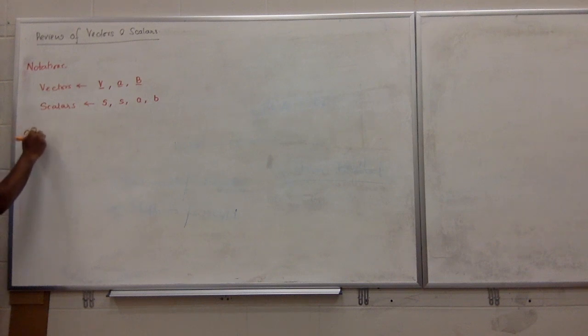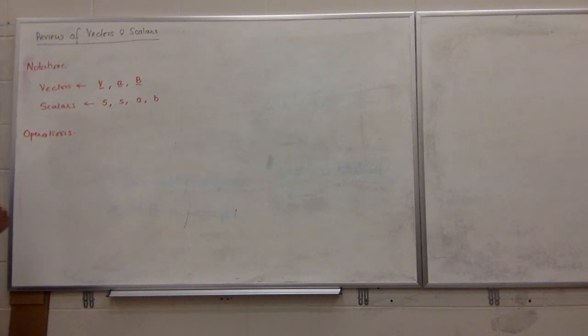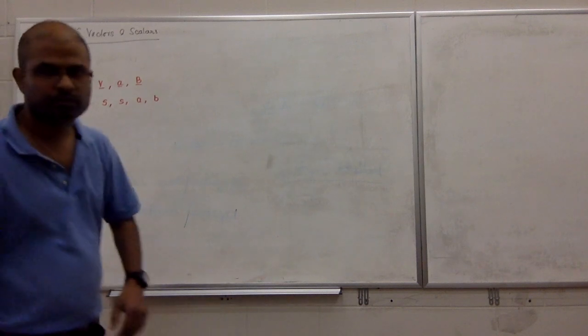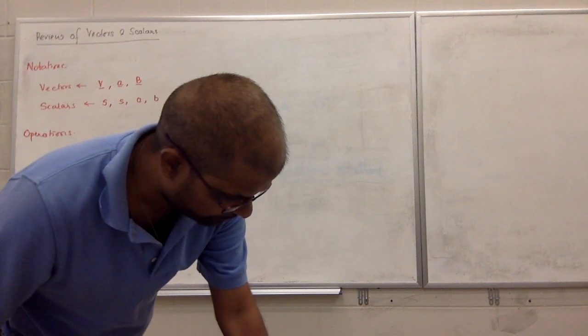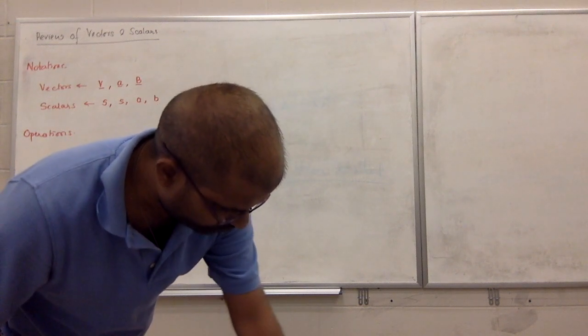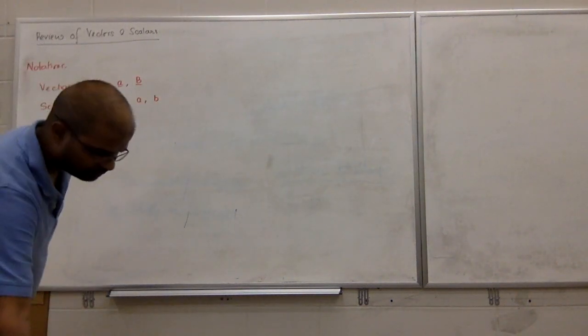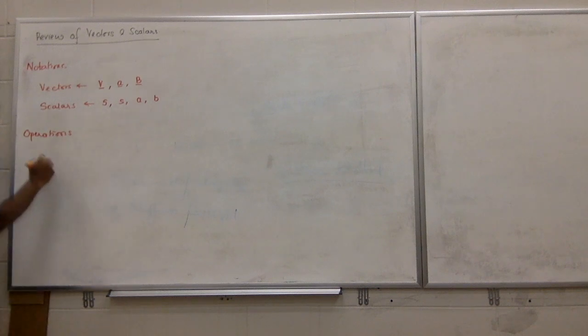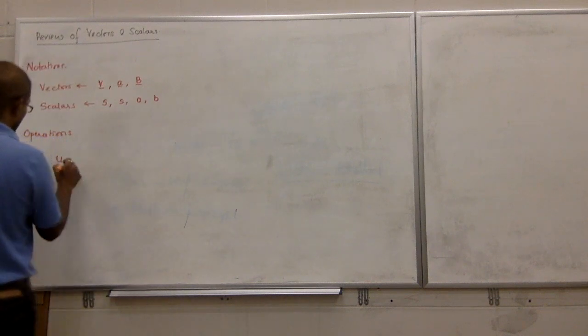Vector operations. Vector and scalar operations. These are basic vector operations. Okay. So we'll look at scalar operations or vector operations. The first is, what edition did you say the book was? 3rd edition.